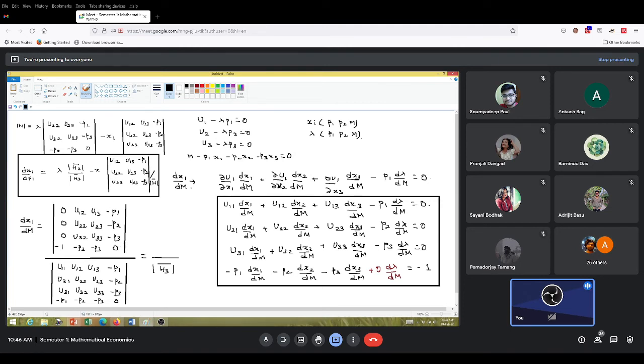So, is this a bordered Hessian determinant? It's not, because the first component is minus 1. And secondly, the first column clearly indicates it's not a bordered Hessian. So, I can expand it using the first column.